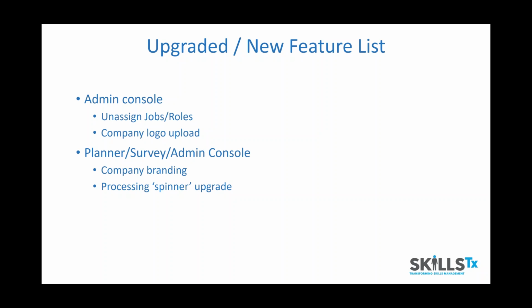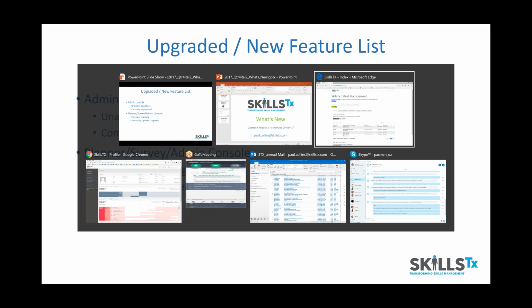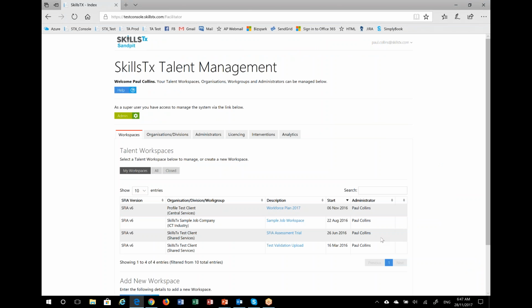And then finally, we've added some feedback. So when pages are loading, particularly in the planner, previously you would just see the page loading spinner up in the header, and now we've added a little bit more so you can see that processing taking place. Okay, without further ado, let's dive straight into the admin console. We'll have a look at the unassigned of jobs.